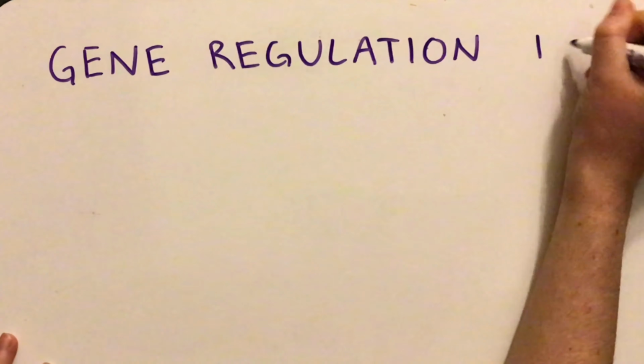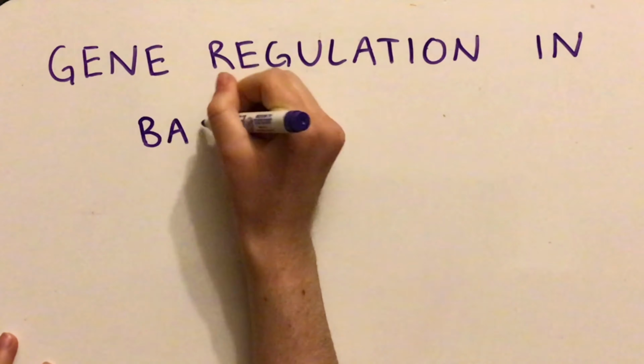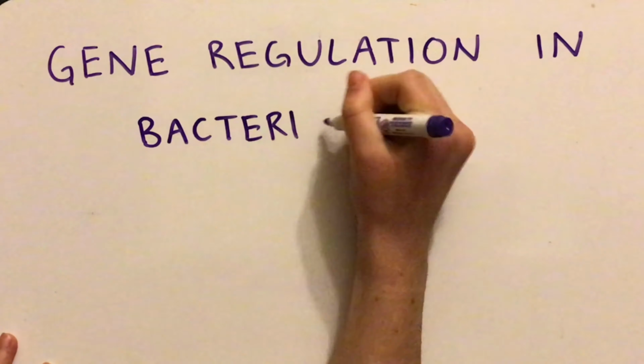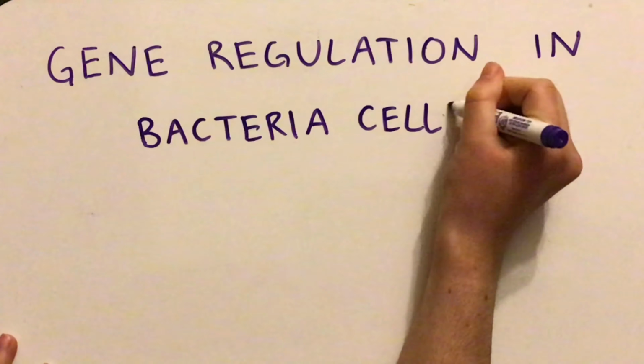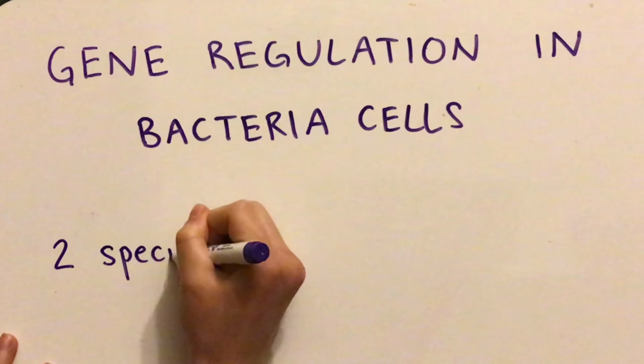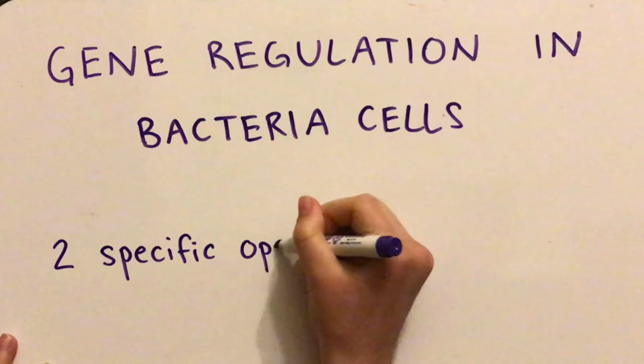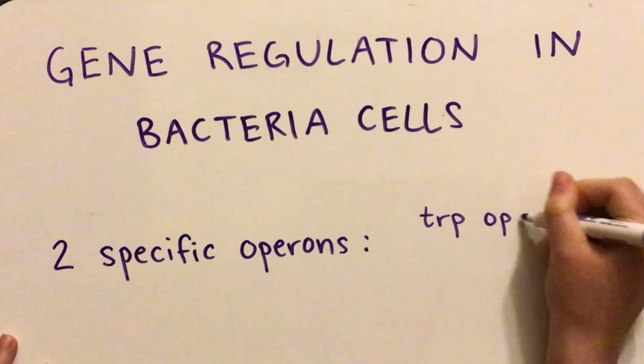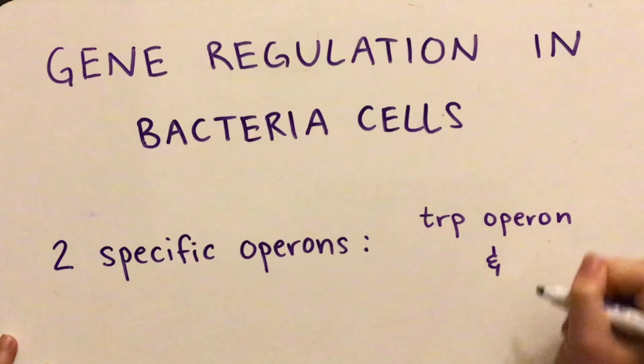Hello! Today we're going to be learning about gene regulation in bacterial cells, also known as prokaryotes. In order to get a better understanding of the mechanisms that occur within the cell, we're going to be focusing specifically on two operons, the tryptophan (TRP) operon and the lactose (LAC) operon.